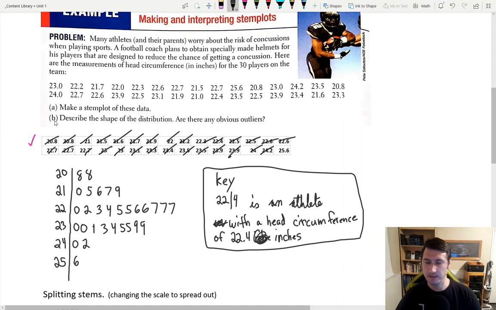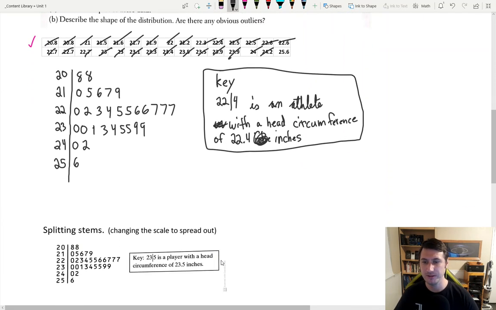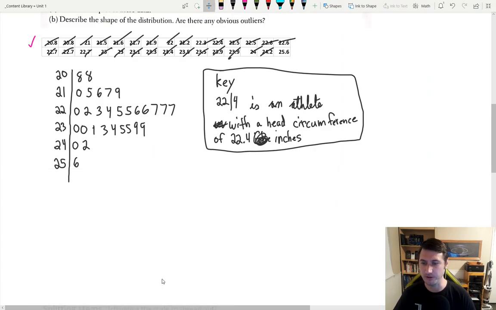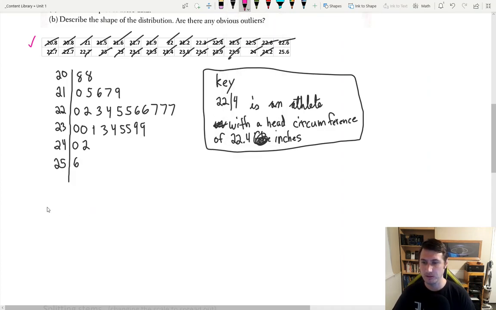Now, what does it say to do next? Part B. Describe the shape of the distribution. So this question does only say describe the shape. Let's go ahead and do everything we know about this. All the SOCS. Shape, outliers, center, and spread. Just for practice. So first, shape.